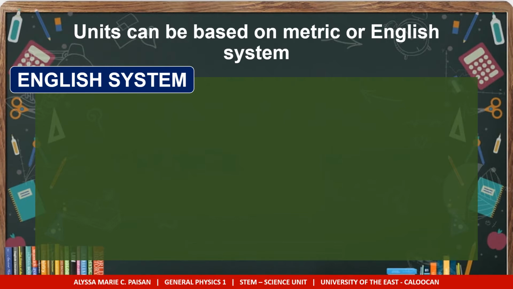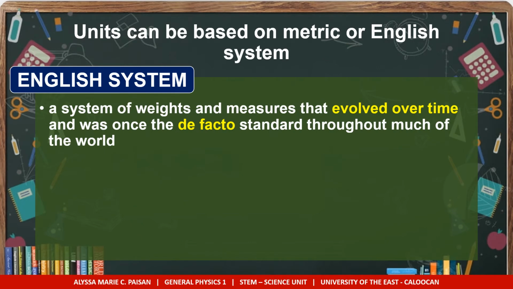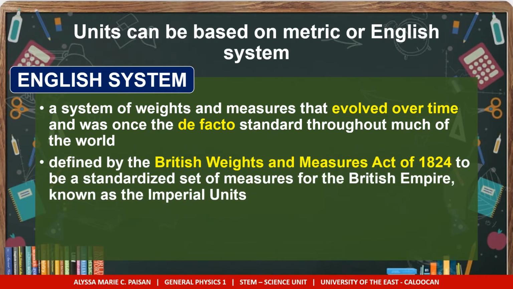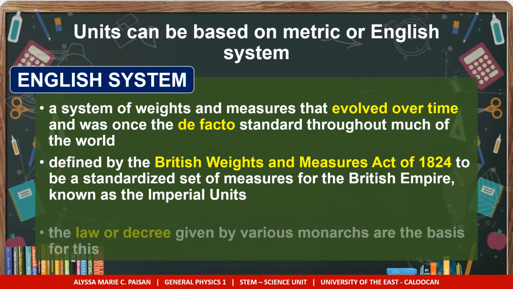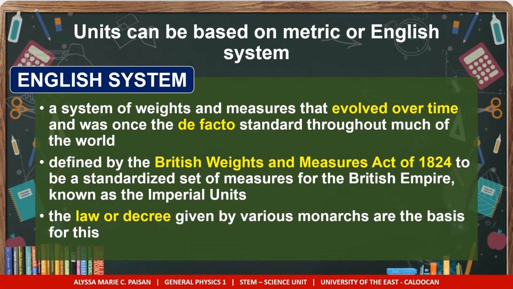The English system is a system of weights and measures that evolved over time and was once the de facto standard throughout much of the world. It is defined by the British Weights and Measures Act of 1824 to be a standardized set of measures for the British Empire known as the imperial units. Usually, the basis for the English system is a decree or law given by various monarchs.